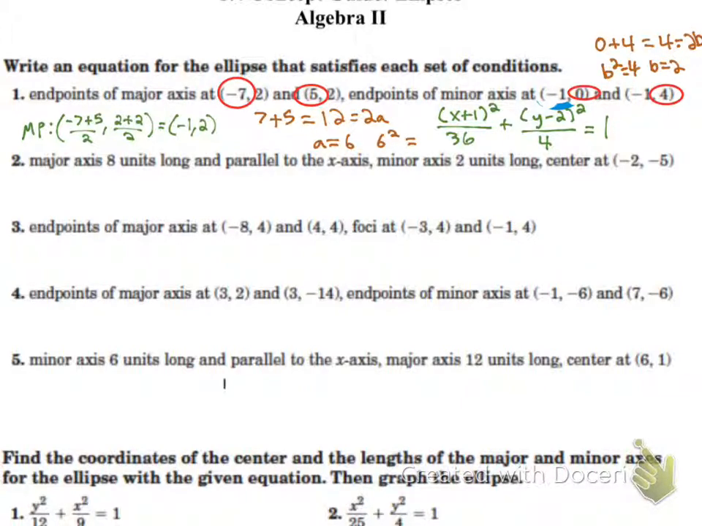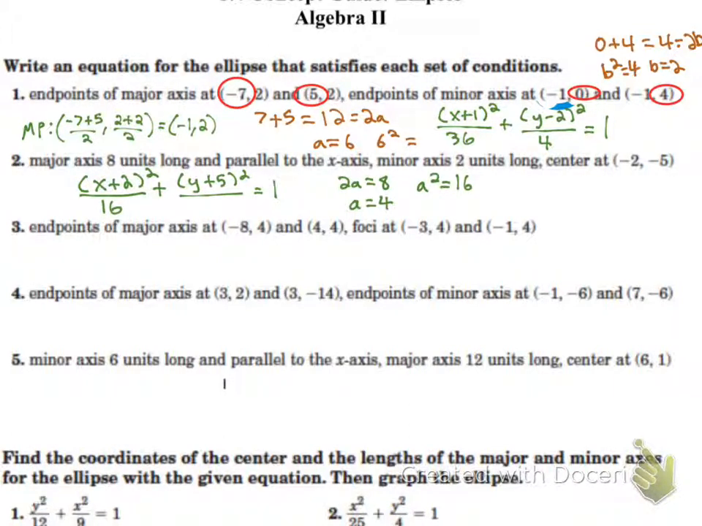Need to go back and watch that. That's fine. Problem number 2. We have a major axis of 8 units long, and it's parallel to the x-axis. If the major axis is parallel to the x-axis, that means it's going to be horizontal, side to side. I was already given my center at the beginning, that's nice. So all I need to find is a squared and b squared. 2a is 8, so a is 4, so a squared gives me 16.